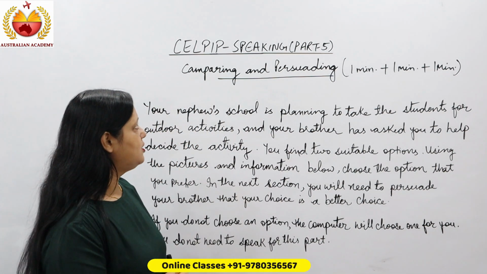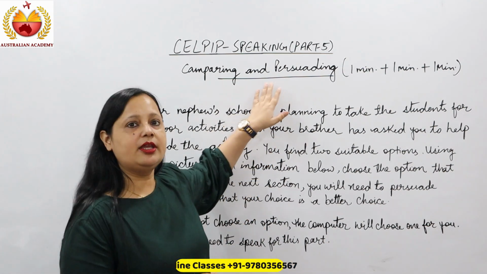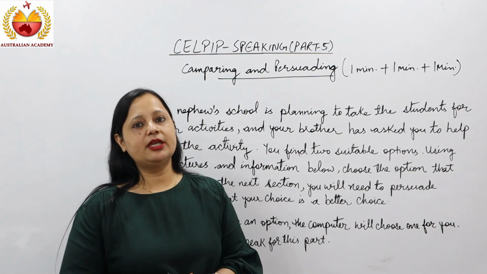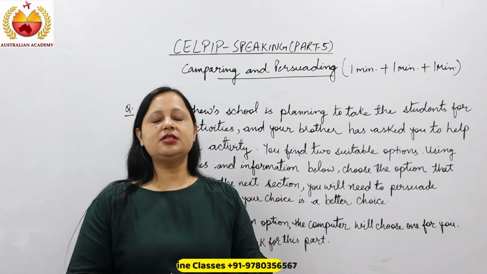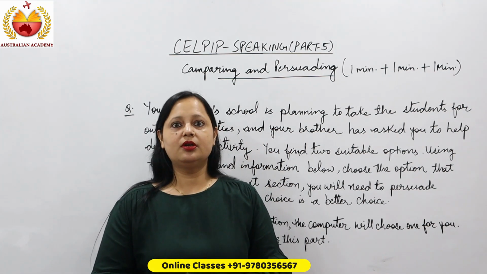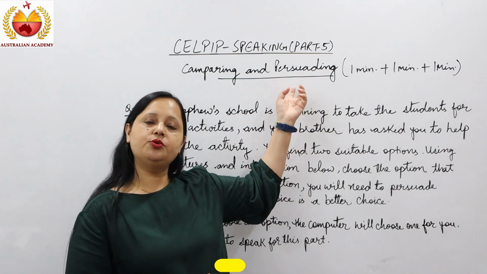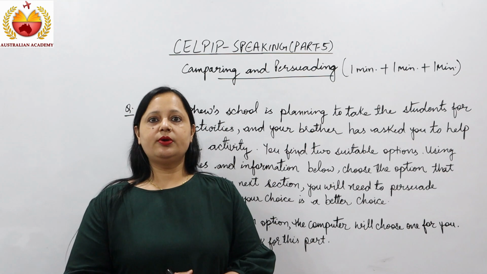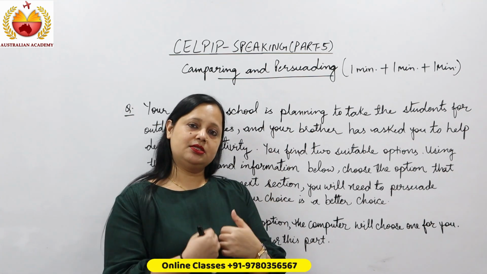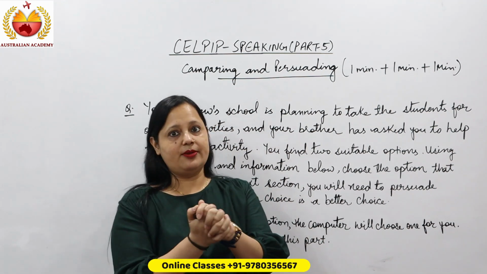Okay, so speaking task 5, if I talk about the topic, we have comparing and persuading. As the name suggests, you have to make comparisons. Make comparisons means when I say it is more than, less than, more expensive, cheaper. So these kinds of comparative words you're supposed to use, and you have to persuade someone for your choice. Persuade means convincing. So basically I need to convince someone that this is my choice and this is better, you should go for my choice.